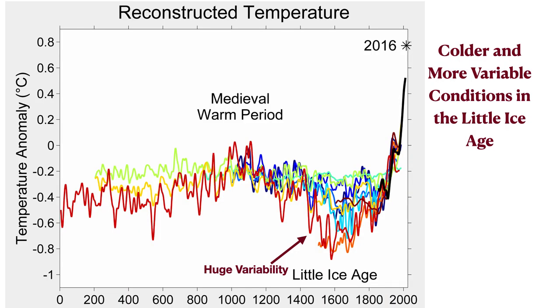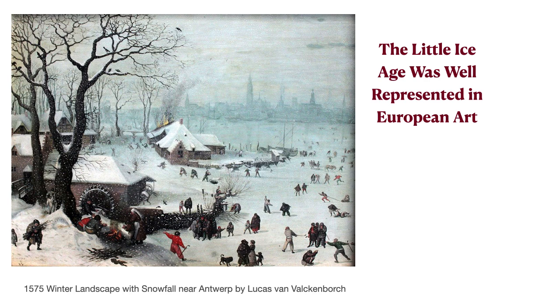But anyway, with the reconstructed temperatures, we could see definitely a decline in temperature in Europe from the medieval warm period, but then also more variability. And there were certainly some very cold episodes, both very cold winters and cool summers. That's demonstrated a lot in art. So you can see this is from the late 1500s, but we have a landscape with snowfall near Antwerp, in what is now Belgium. In the Netherlands, rivers and canals routinely froze for a month.